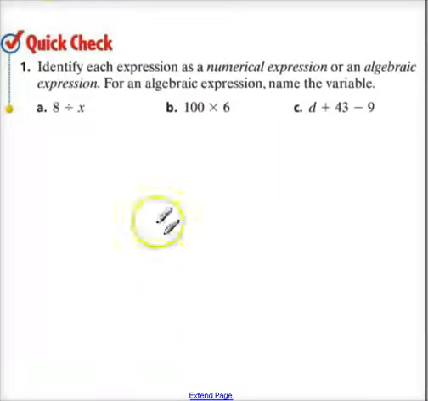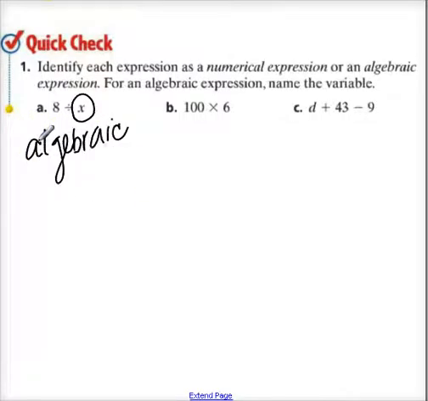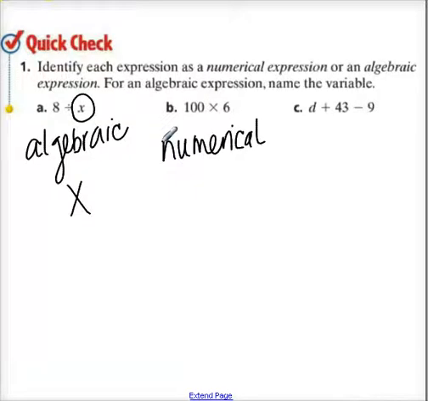Let's try a couple more. 8 divided by x. Right away I see this variable. That's an algebraic expression, and the variable is x. 100 times 6. Numerical. I only see numbers, no variables. Example C, d plus 43 minus 9. That's an algebraic expression again, and the variable is d.